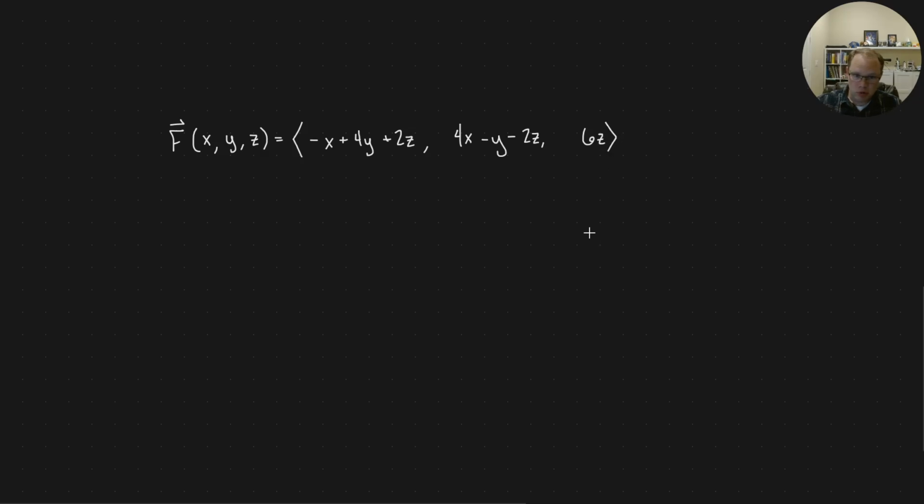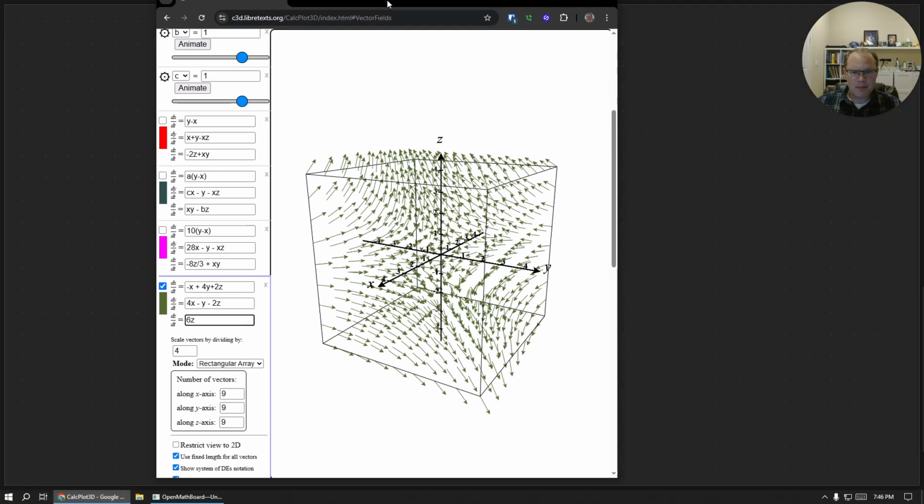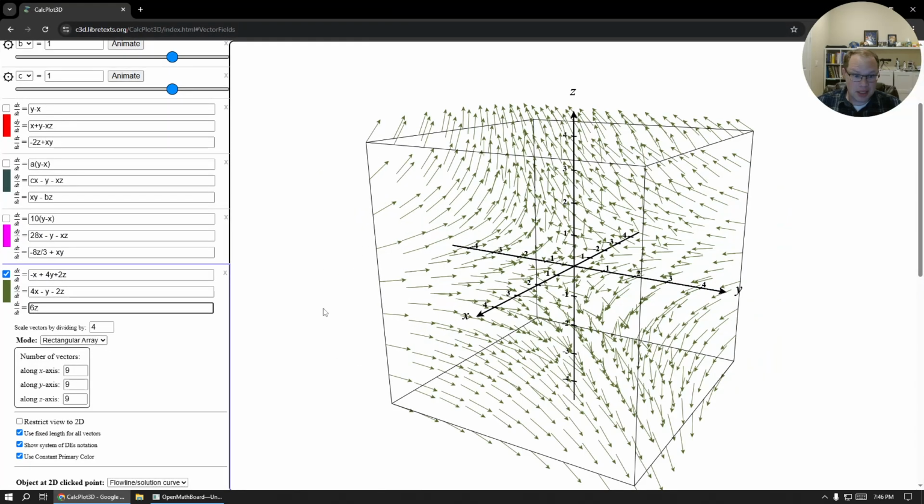So I just want you to know that three-dimensional vector fields are possible. In fact, many of our most important applications are three-dimensional vector fields: electric fields, magnetic fields, gravitational fields, flow through a fluid. All of these are usually three-dimensional vector fields, right? Three-dimensional force fields.